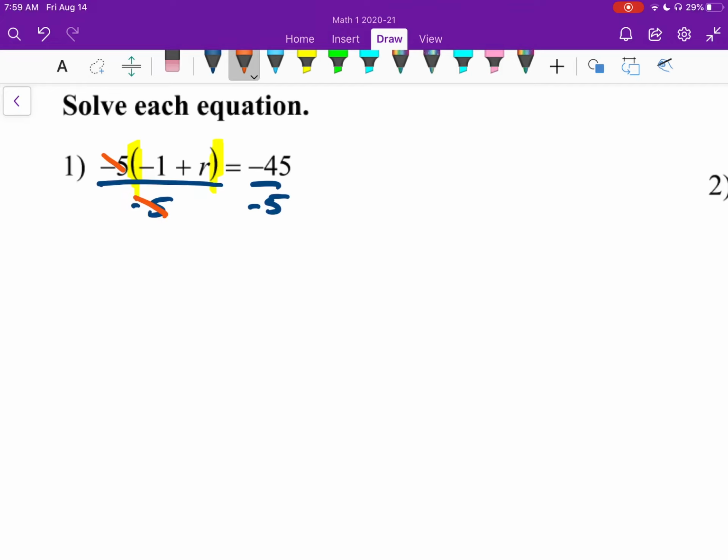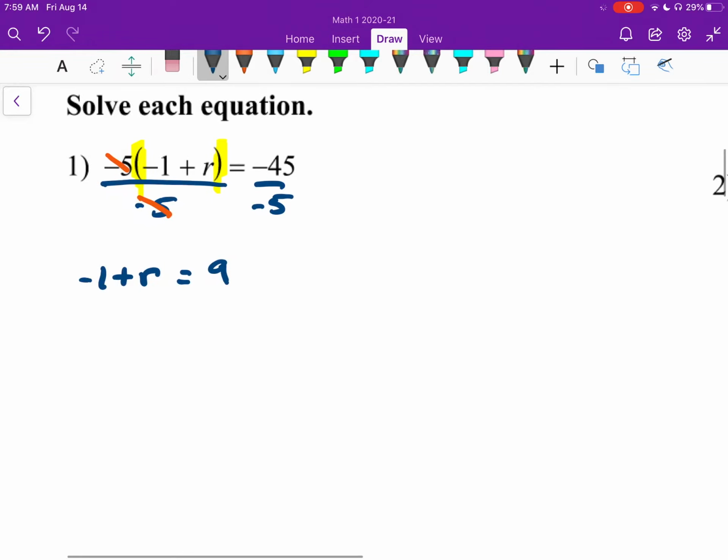And because those parentheses are there, that -5 and those two -5's can cancel, and now the parentheses can go away. So I'm left with -1 plus r, because there wasn't anything keeping them inside. The -5 was keeping them inside the parentheses. Now it's gone, the parentheses can go away. And that's equal to -45 divided by -5, which gives me 9.